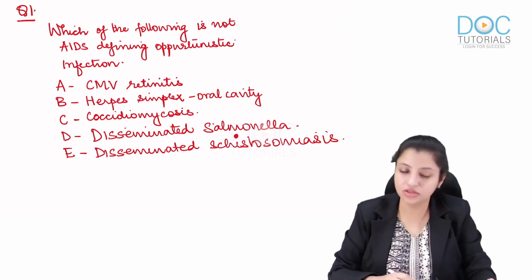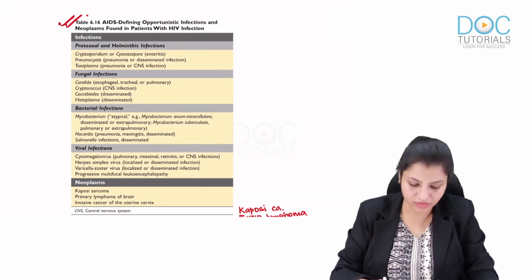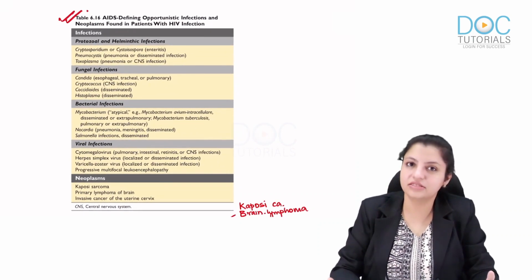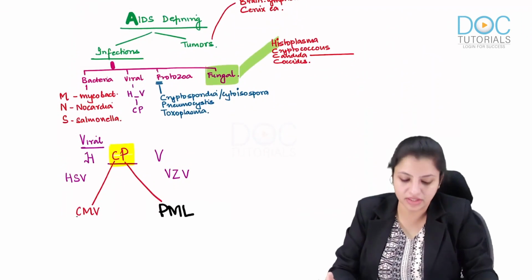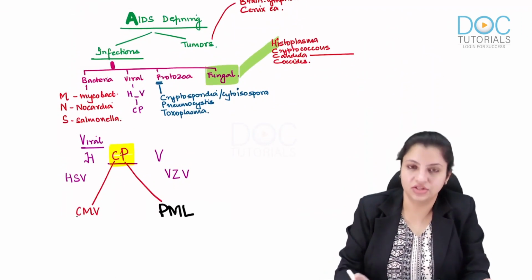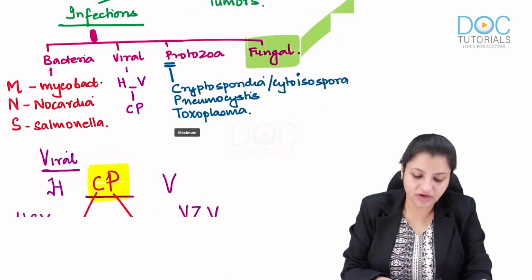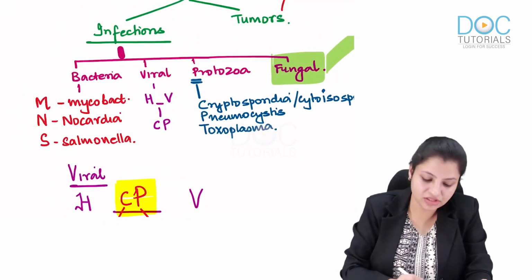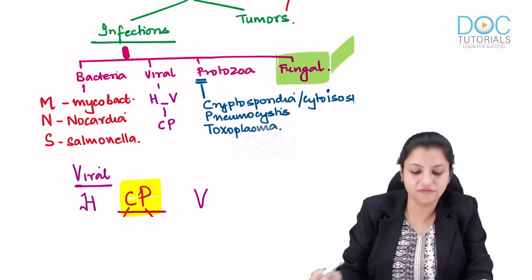There's a very good chart in Robbins, table 6.16, which gives you all the AIDS defining infections and tumors. So how to remember it? I'm going to just split it and let's see how to remember it. When we define AIDS defining conditions, remember we can have infections or we can have tumors. Infections, when I divide, I can say we can have bacterial infections, viral infections, protozoal infections, and fungal infections.